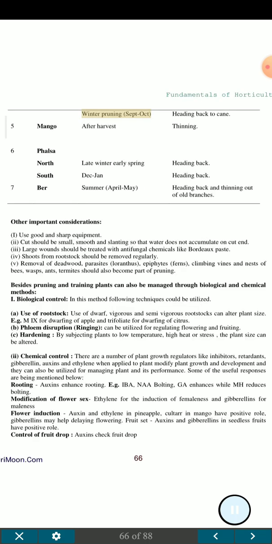Winter pruning, Sept-Oct. Heading back to cane. 5. Mango. After harvest. Thinning. 6. Falsa. North. Late winter, early spring. Heading back. South. Dec-Jan. Heading back. 7. Ber. Summer, April, May. Heading back and thinning out of old branches.